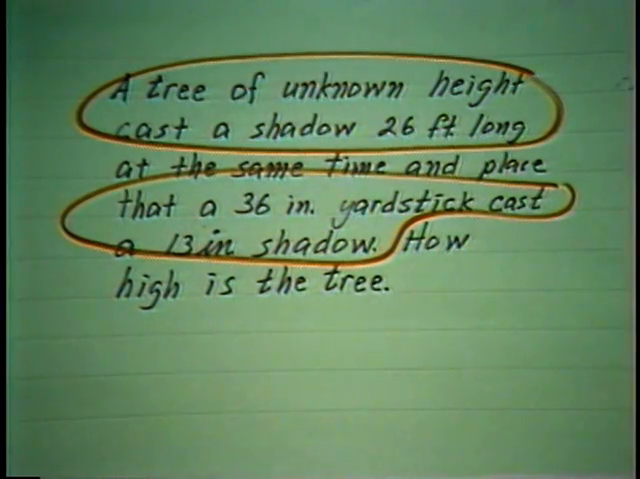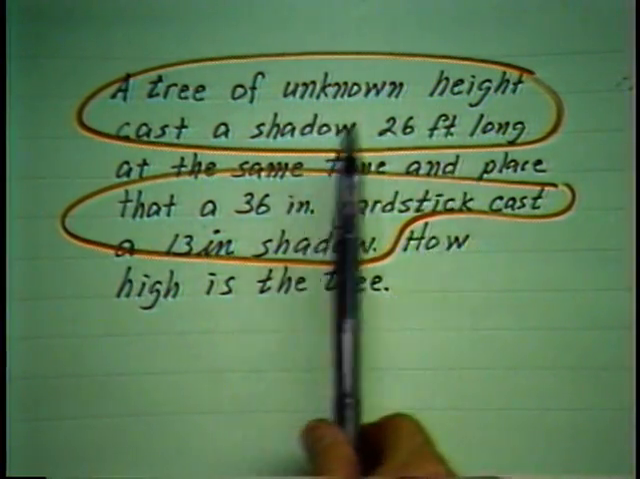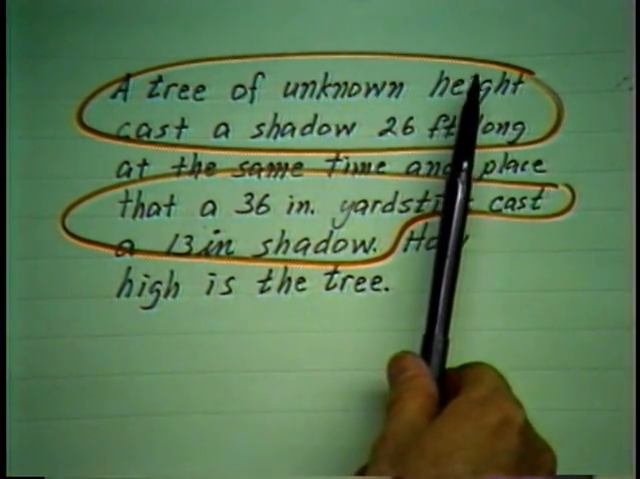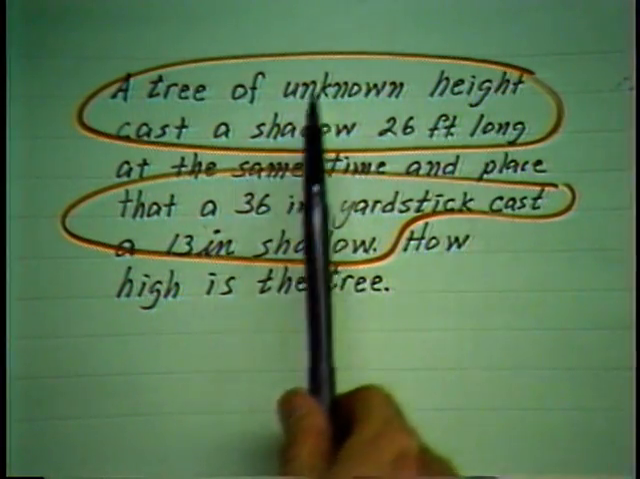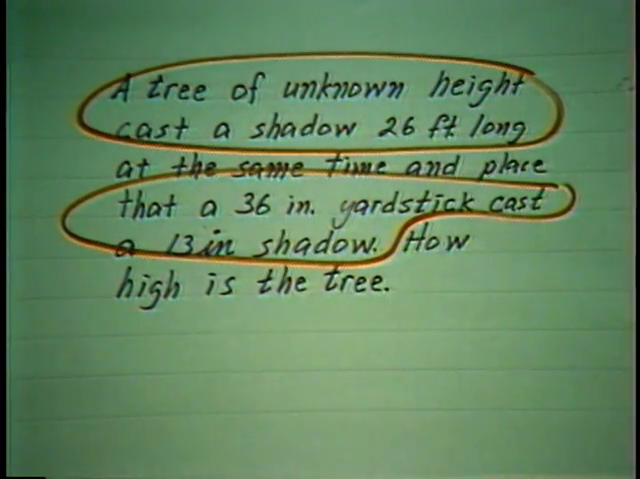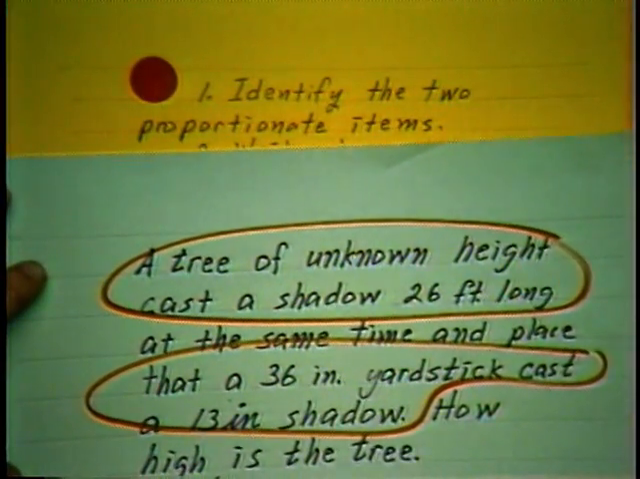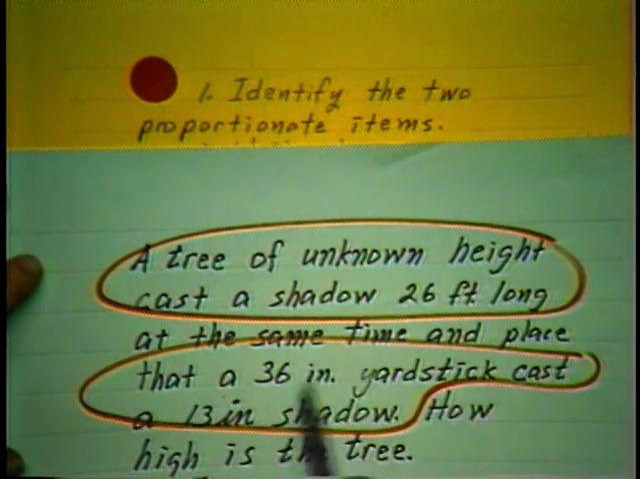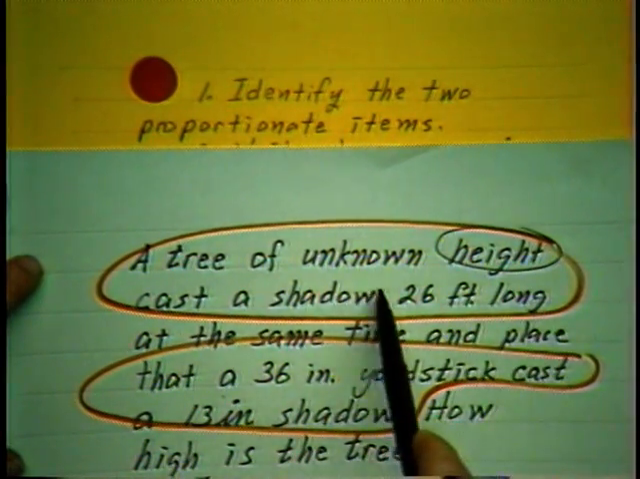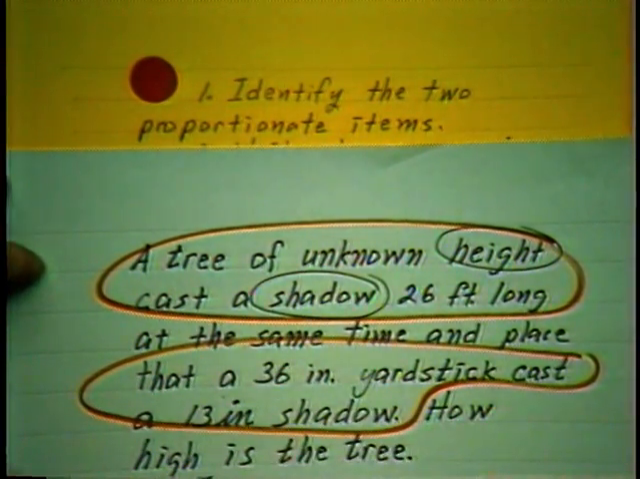Let's try that with a tree and its shadow problem. First, we ascertain that we're dealing with 2 items, shadow and height of a tree, such that if one were to double, so would the other. That's what tells us we can use a proportion. Now, the first thing we do is to identify the 2 proportionate items. In this case, it's height and shadow.